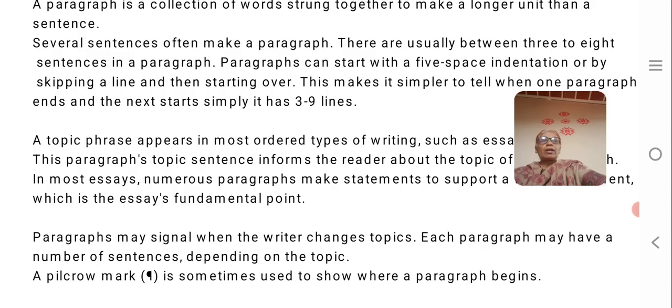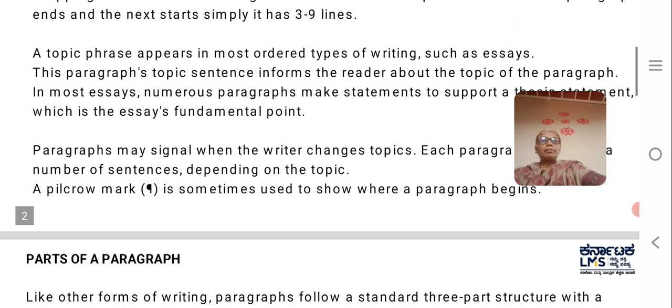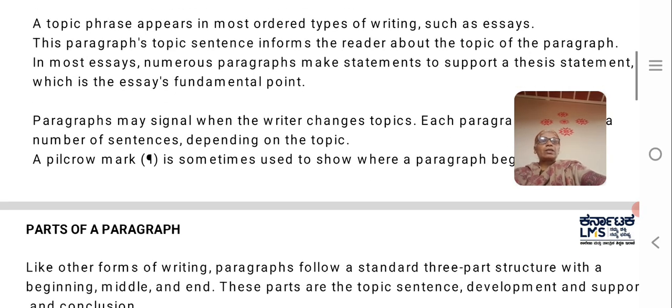The structure of a paragraph will have a topic sentence or a topic phrase. It appears in the beginning. It informs the reader about the topic conveyed in the paragraph. A paragraph has statements, which is called the topic sentence, and supporting sentences, which provide evidence to the thesis statement.